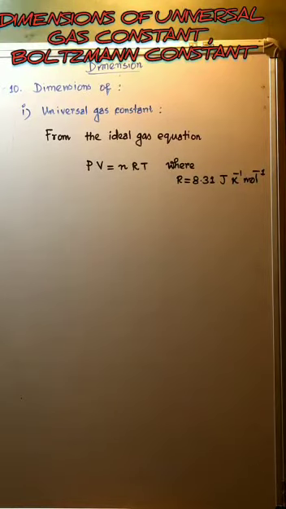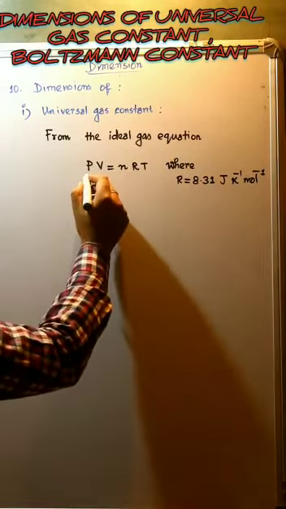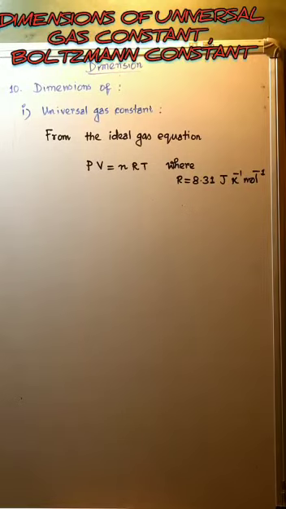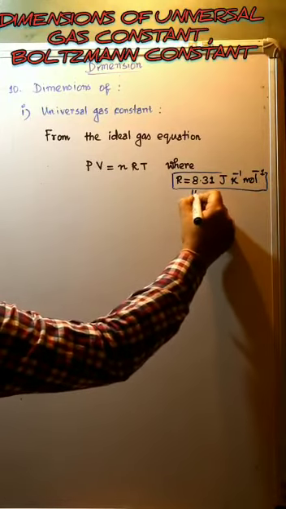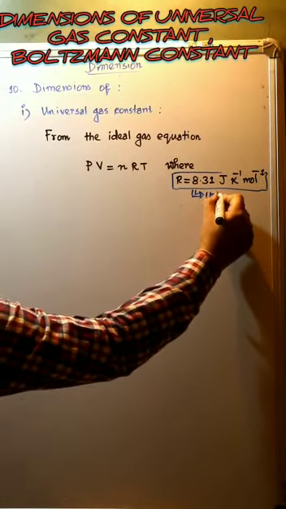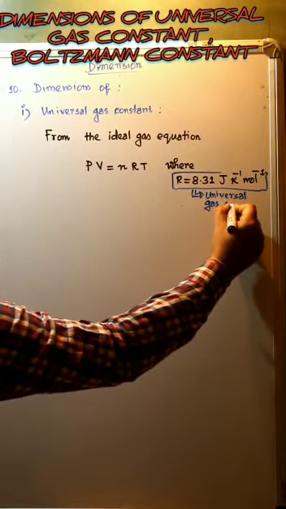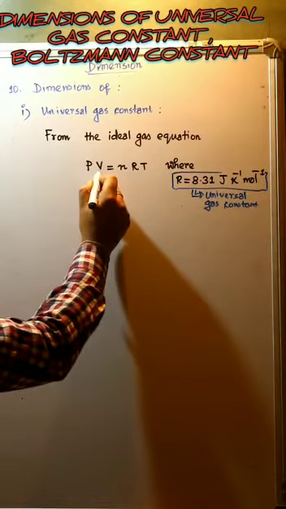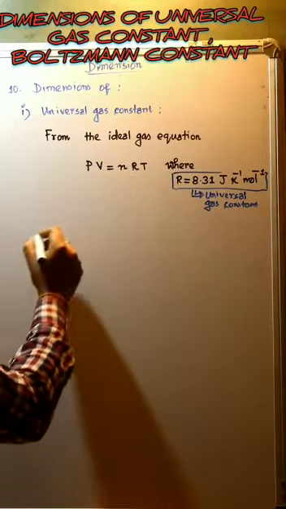We have to find the dimension of universal gas constant. From the ideal gas equation, PV equal nRT, where R equal to 8.31 joule per Kelvin per mole. This is the value of universal gas constant. P is the pressure, V is the volume of the ideal gas, T is the absolute temperature of the gas, and n is the amount of substance, the number of moles.